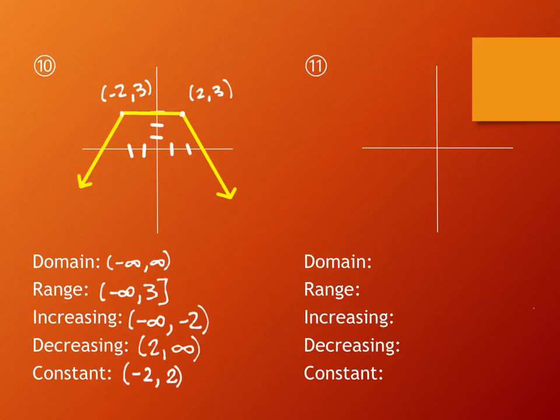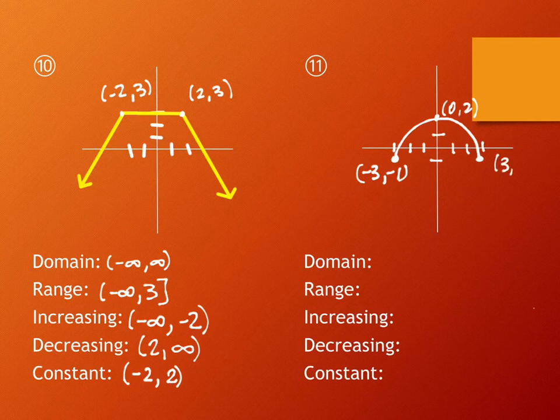Here's number 11. The edges here are at -3, -1. Sorry, I need to shift my graph down a little bit. That's what happens when you look at your back graph wrong. Looks like that. The top is at 0, 2. And this point right here is at 3, -1. So I think I've got them all drawn in.